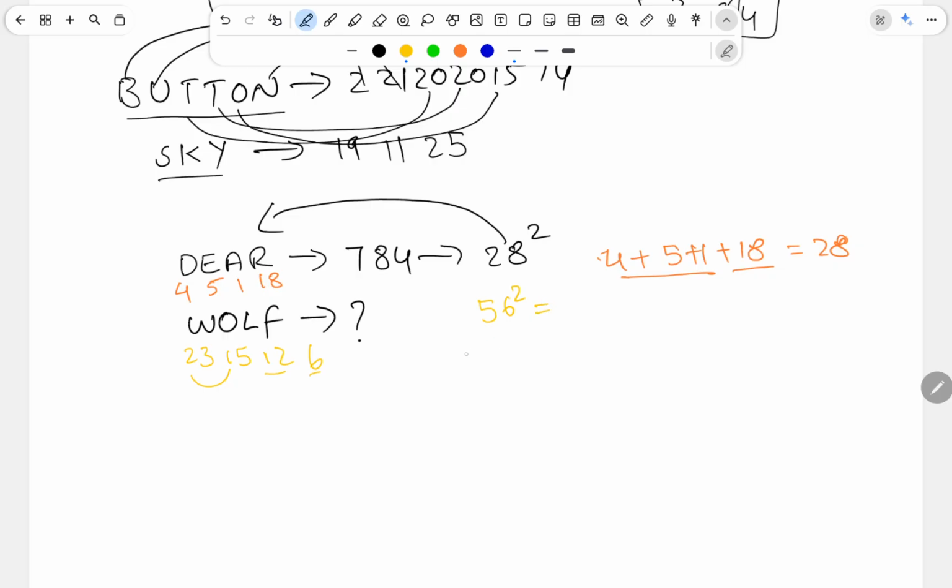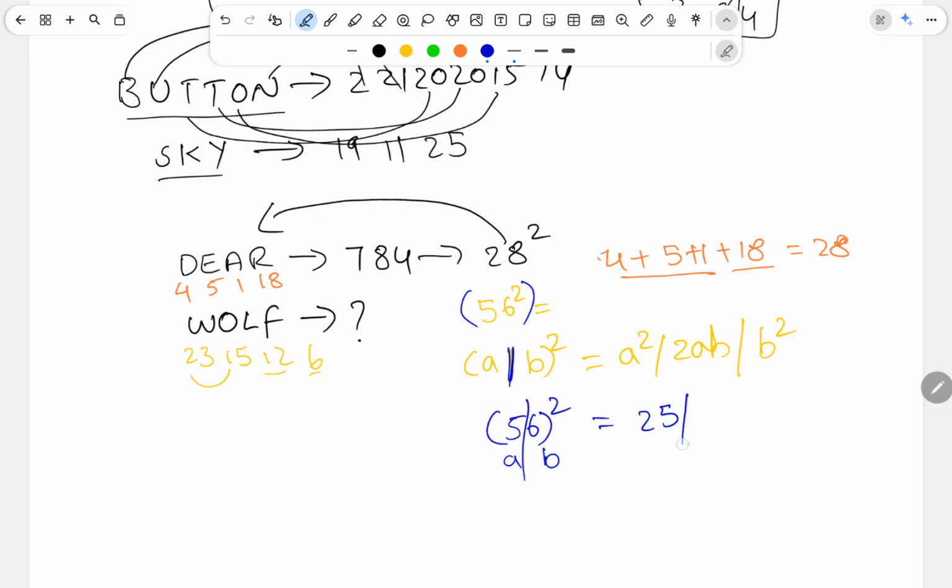For squaring, use (a plus b) whole square, which is a square, 2ab, b square. In the place of the plus sign, I have taken a slash. Means we are separating the units place and tens place. 56 square, I am separating like units place and tens place. Now don't call it 50 and units place 6, not like that. 5 and 6. Now this is a and this is b, just substitute. 25, 2 into 5 into 6, and b square, 6 square is 36.